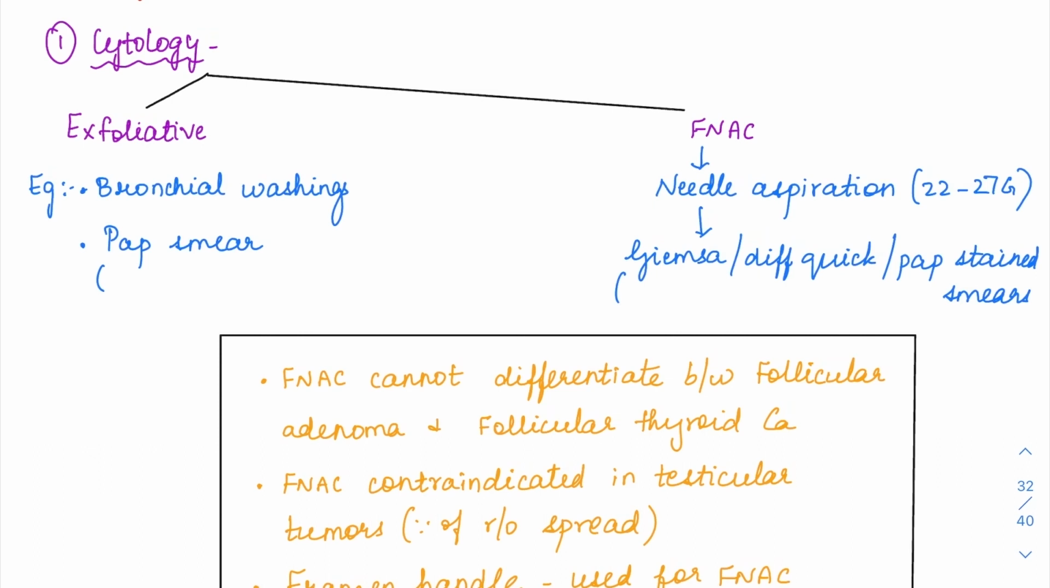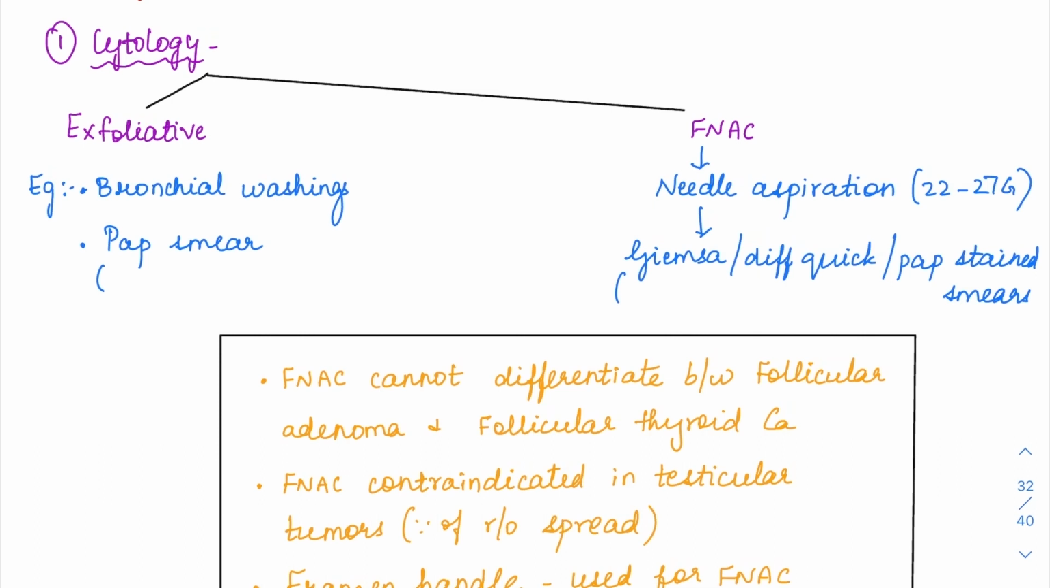Exfoliative cytology is nothing but the cells are going to be shed. The shed cells are collected and then we make a smear out of it and see the morphology of the cells. Examples of exfoliative cytology include bronchial washings, so we can detect any pleural or lung malignancy.